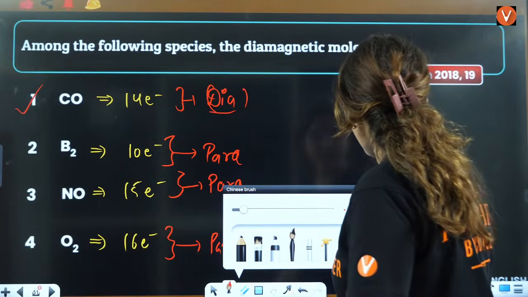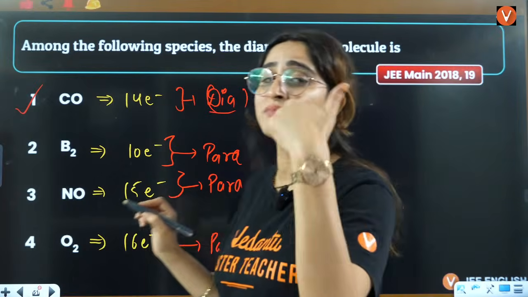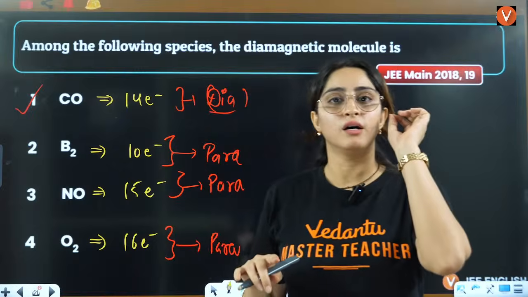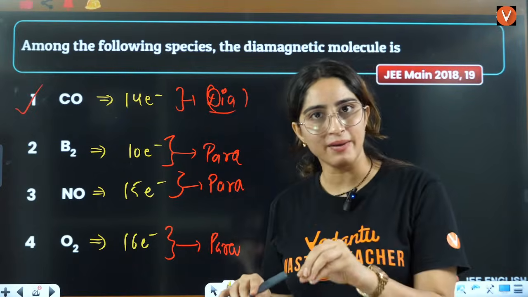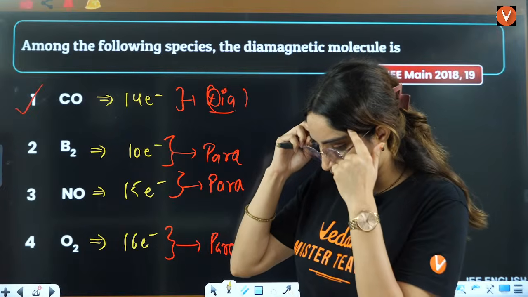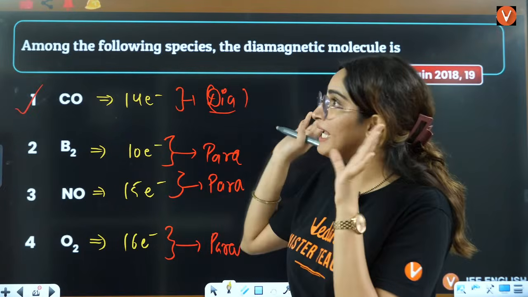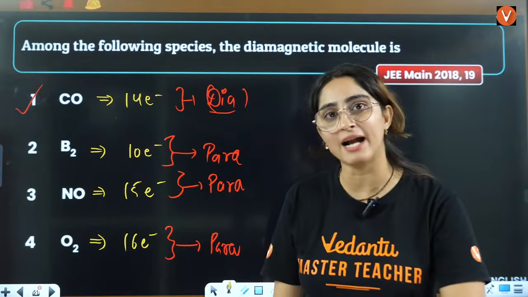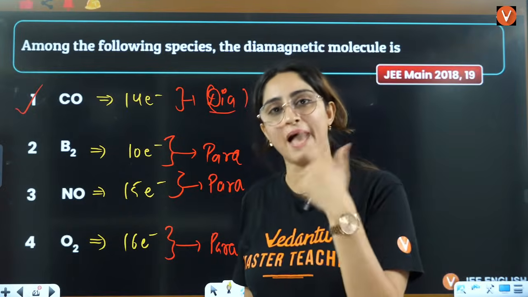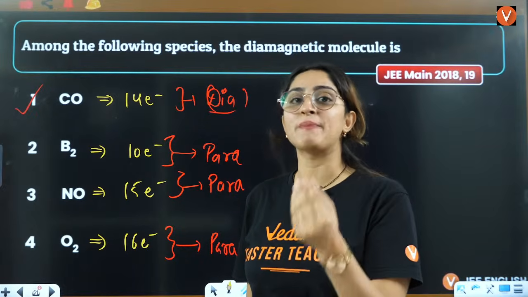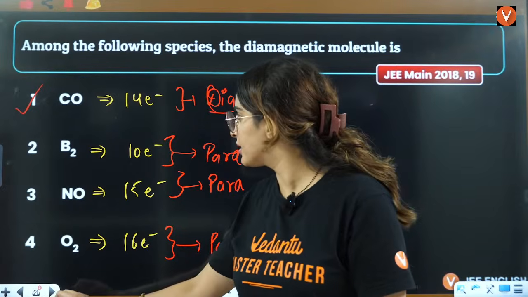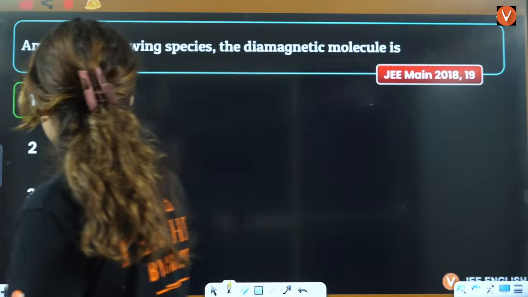Directly from the trick that I have given you, all the even number species are diamagnetic and odd number species are paramagnetic, but B2 and O2 will be paramagnetic even though they are even number electron species.